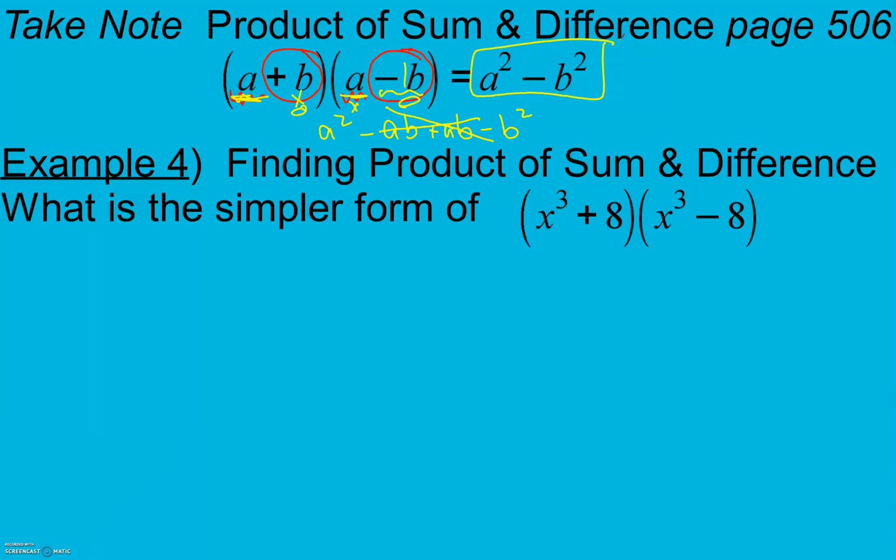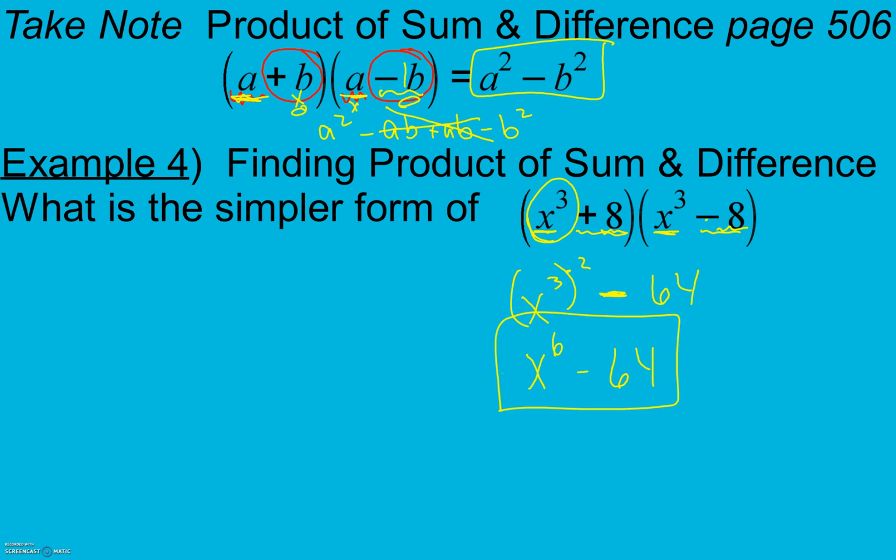So in example 4, our shorter form here, because I have x cubed, my firsts are the same, my lasts are opposites, one's positive, one's negative. I can take my first, square it, I can take my last, and it's going to be negative, square it, and it's negative because one's positive, one's negative. Here, power to a power means I multiply my exponents, and I get x to the 6th power minus 64.